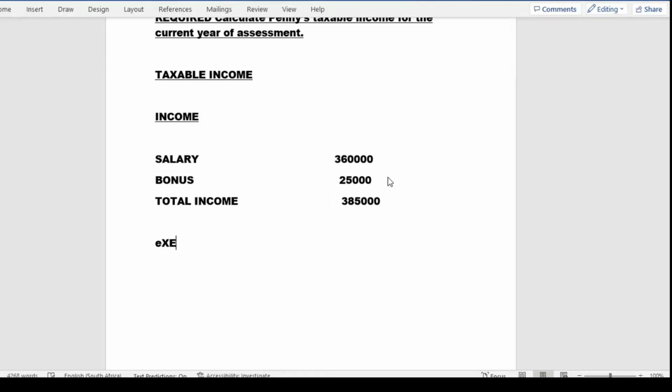And then you're going to look at the exempt. Remember we did this during the week. No exempt. Okay. Then you're going to look at contributions.